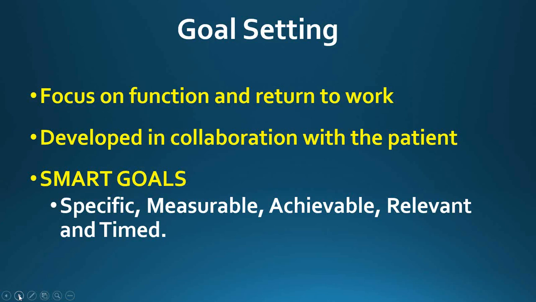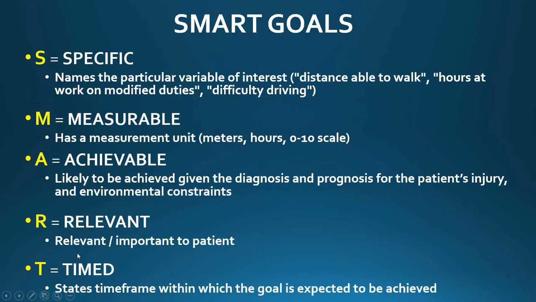And goals need to be SMART. As we're making goals for our patients, they need to be specific, measurable, achievable, relevant, and timed. And those things cannot be achieved with us trying to make goals for somebody, especially with relevance. So we want to make sure we're talking to the patients about goals. Specific: what is it specifically that you want to do, such as distance able to walk, difficulty driving. Again, we talked about going to the store. Measurable: you could measure by time, the VAS scale, by distance, things like that.